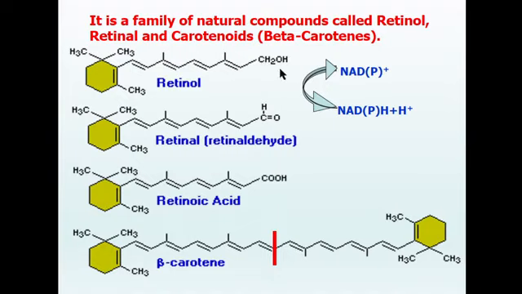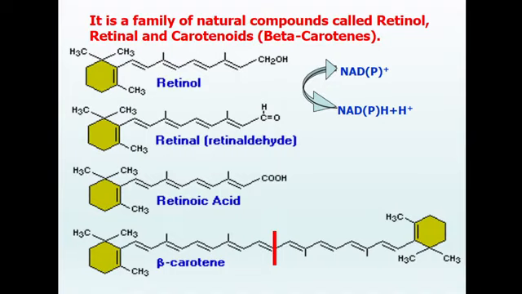If here is an alcohol group, we tell about retinol. If an aldehyde group, we tell about retinal. If you see here a carboxylic group, we tell about vitamin A acid, retinoic acid. Pay attention that all the double bonds in the polyene chain have a trans configuration. Hence, the naturally occurring vitamin A is all-trans vitamin A.